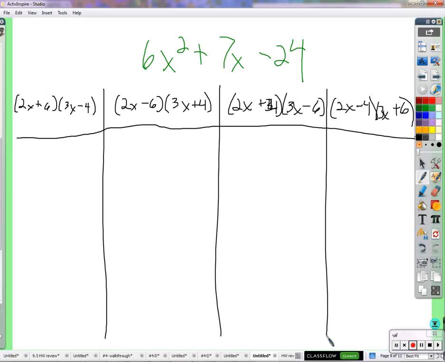Okay. I could stay with the 2x and the 3x, but use a different factorization of 24, maybe 8 and 3. So I'll try 8 and negative 3. Okay? And I'm not going to write all these because I don't even want to make you sit through all that, but I could do 2x minus 8 and 3x plus 3. I can do 2x plus 3 and 3x minus 8. I can do 2x minus 3 and 3x plus 8. Every time I decide on a new factorization of 24, I have 4 more possibilities.